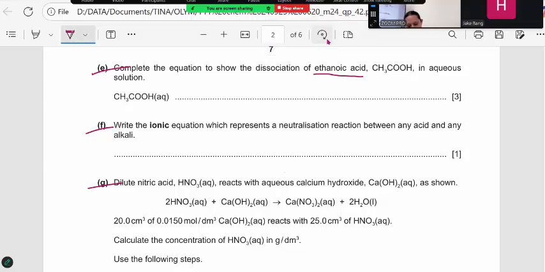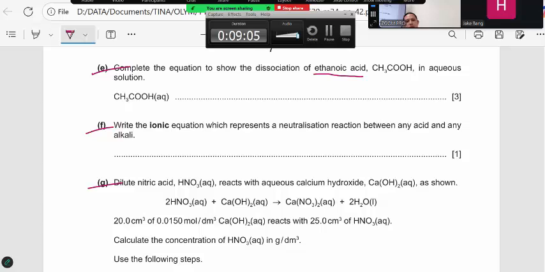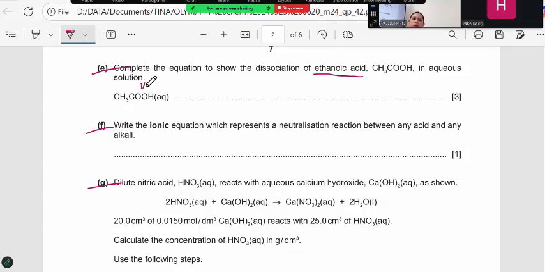Okay, let's look at this. This you need to know is a weak acid. So in a weak acid, the reaction is reversible. Here they wrote aqueous, so here also you need to write aqueous. That's why it's a 3-mark question.